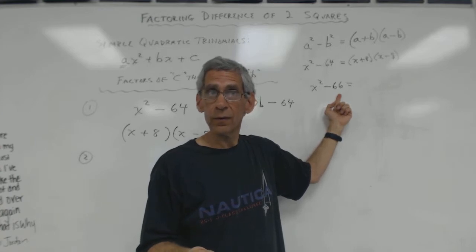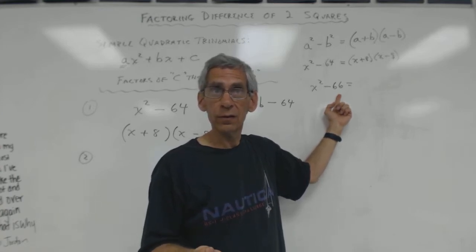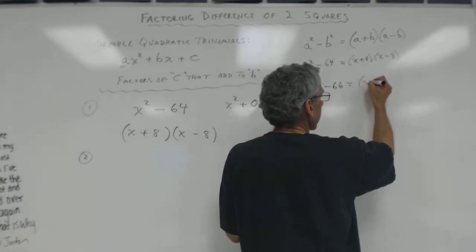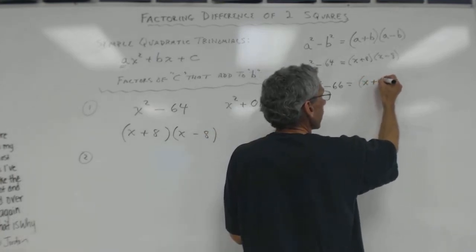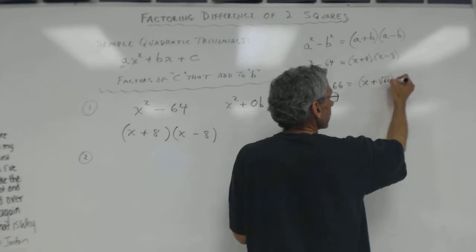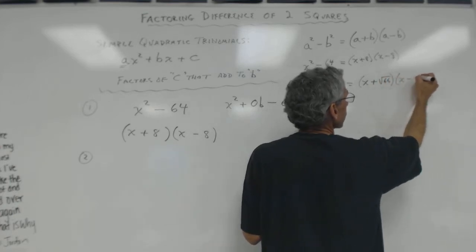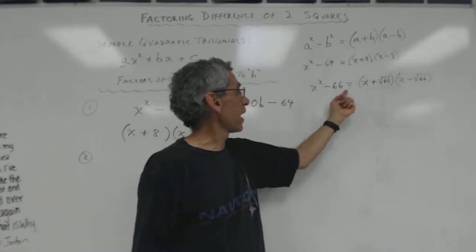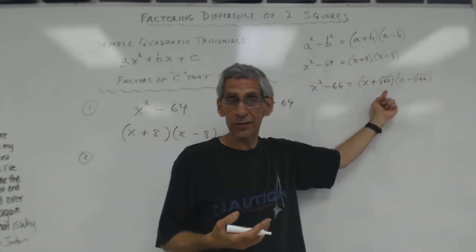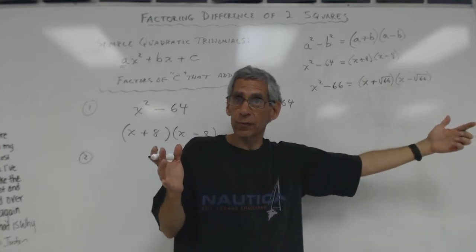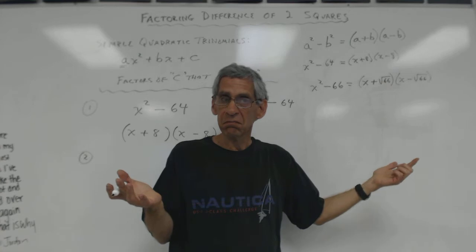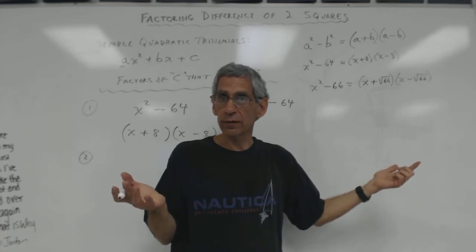So would you just put it like x times the square root of 66? I would do it like this. I think this is what you meant. Yeah, that's what I meant. X plus the square root of 66 times x minus the square root of 66, right? Since it doesn't have a perfect square, that's going to go on forever and ever and ever probably, right?